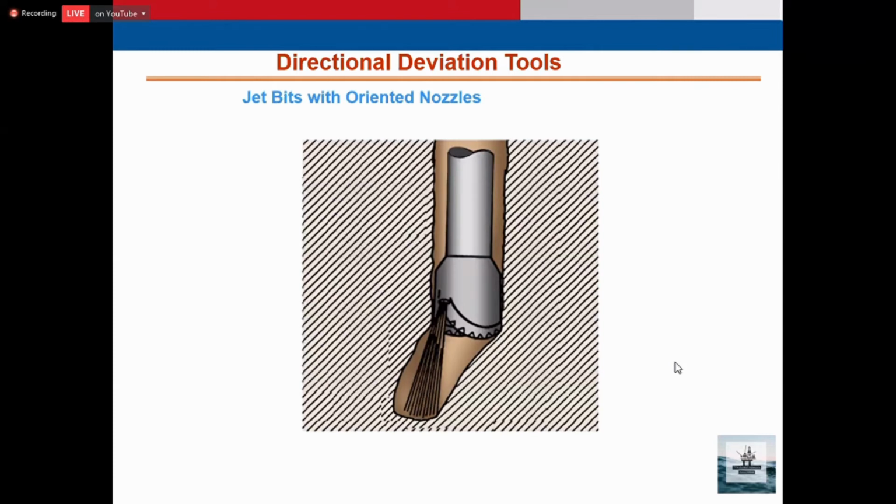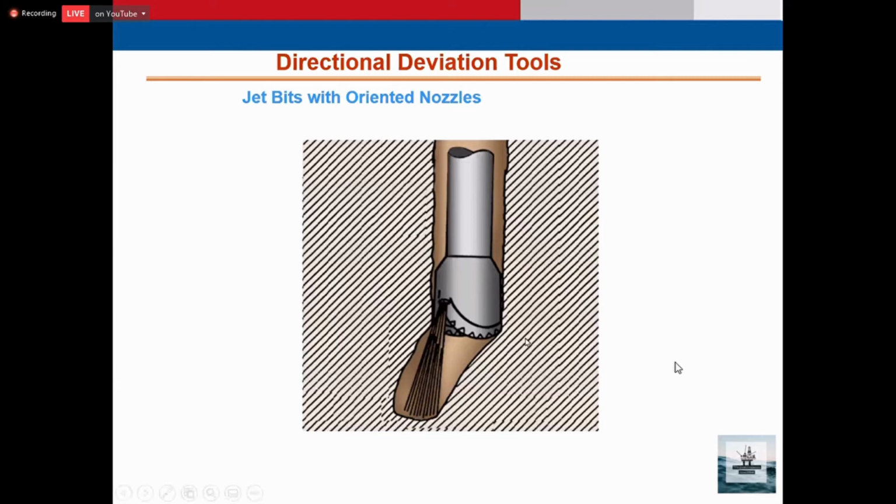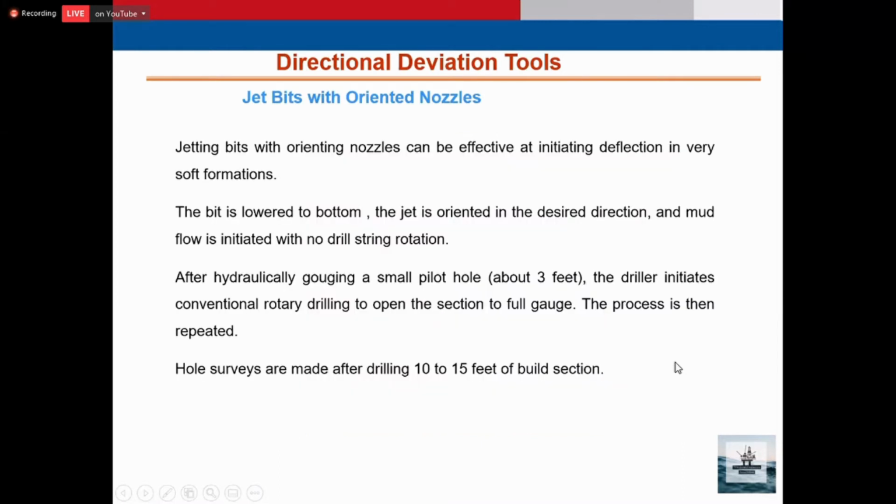Another technique is jet bits with oriented nozzles. The jet bit is an ordinary bit, but has one large nozzle, so the drilling fluid will circulate from this big nozzle and be directed to the desired direction. When we start circulating the mud and pumping the drilling fluid, it takes the desired direction as we want in the plan. This technique of jetting can be effective at initiating the deflection only in very soft formations. It cannot be run in hard or medium-soft formations.